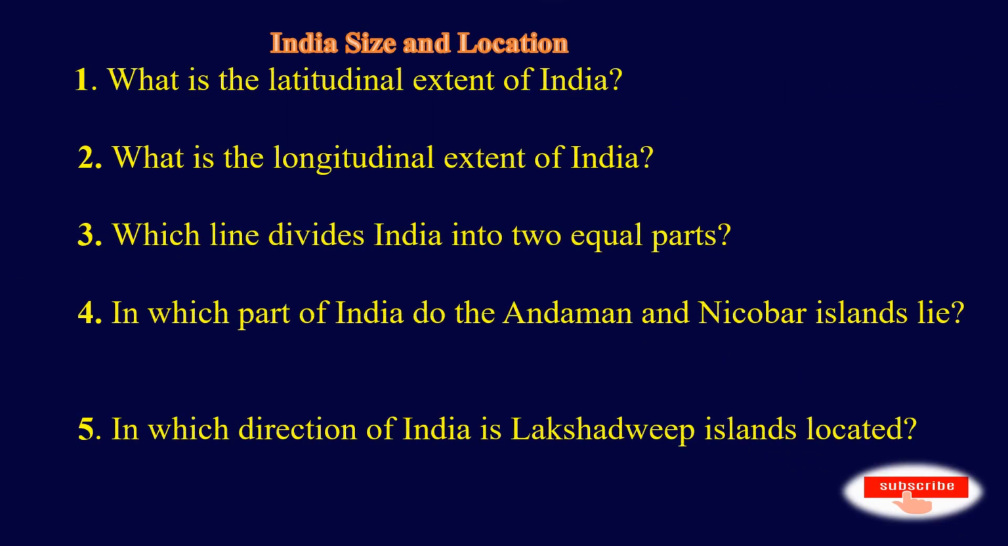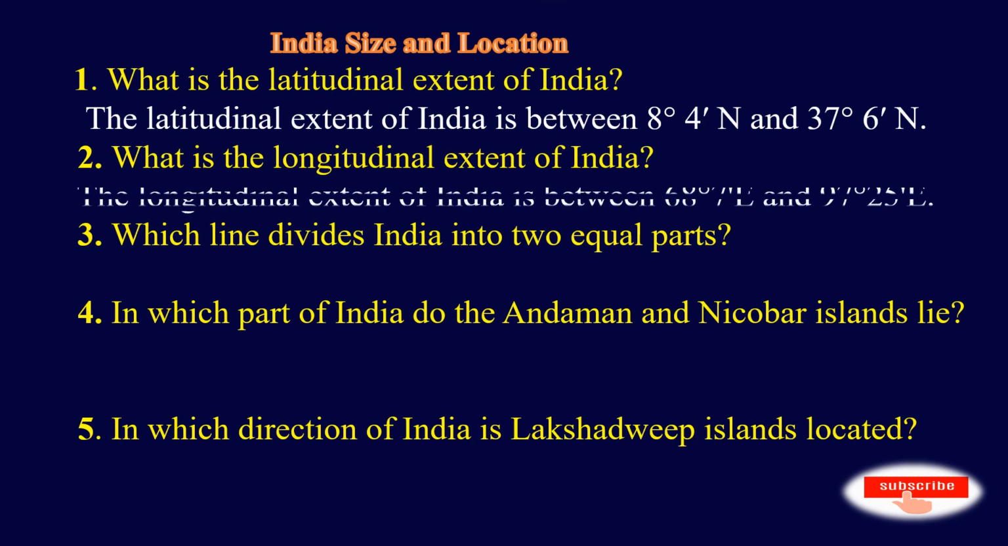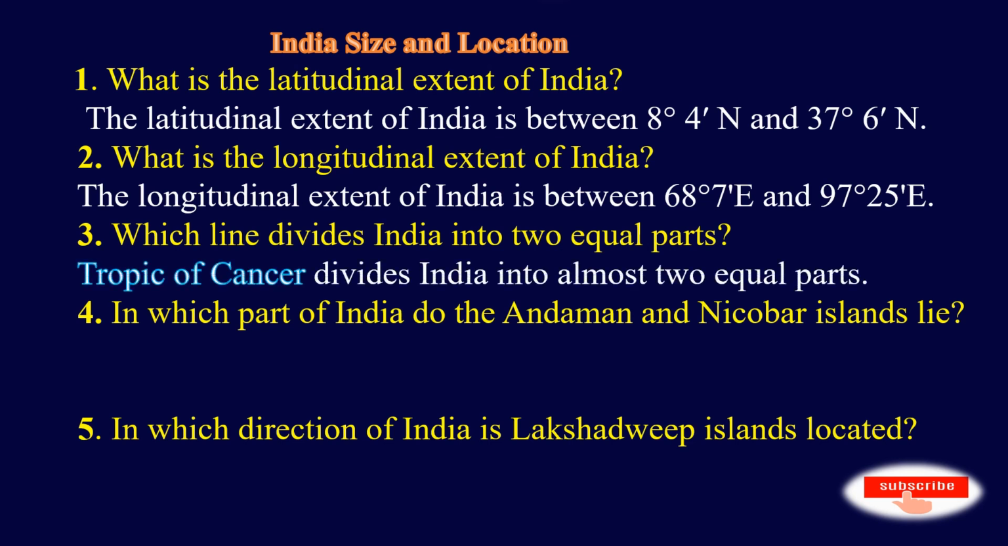Now you are able to answer these questions. What is the latitudinal extent of India? It is between 8 degrees 4 minutes north and 37 degrees 6 minutes north. What is the longitudinal extent of India? It is between 68 degrees 7 minutes east and 97 degrees 25 minutes east. Which line divides India into 2 equal parts? The answer is the Tropic of Cancer. The Tropic of Cancer divides India into almost 2 equal parts.